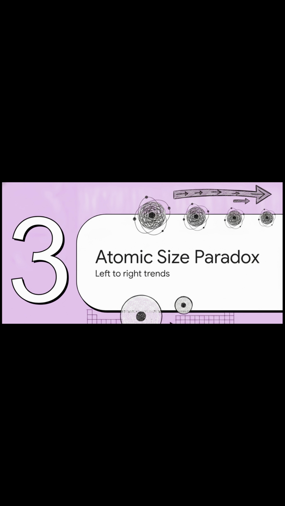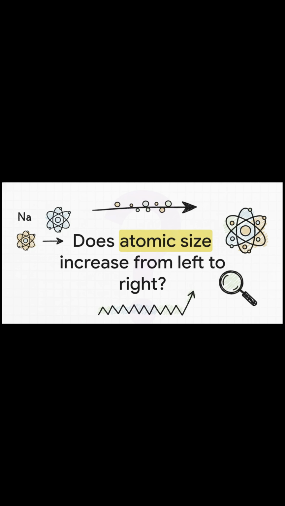pretty much everything else. Let's play a quick logic game. As you move left to right across a period, say from sodium over to chlorine, the atomic numbers get bigger. They're getting more protons and more electrons. So, logically, the atom itself should naturally get larger, right? I mean, more stuff means a bigger size, doesn't it?